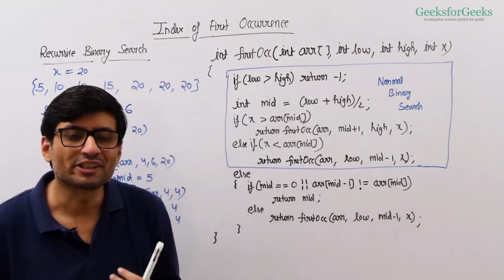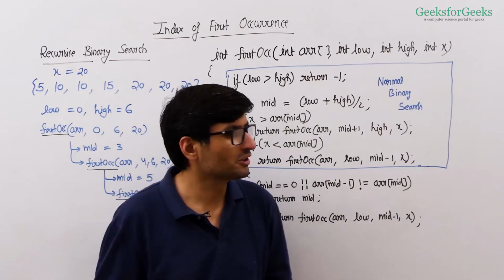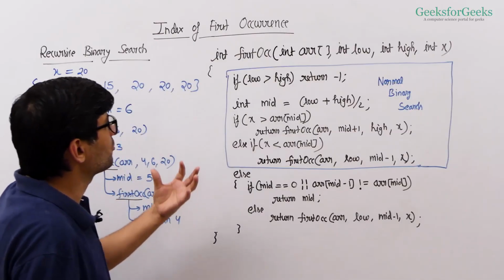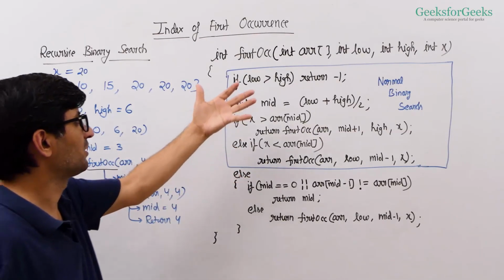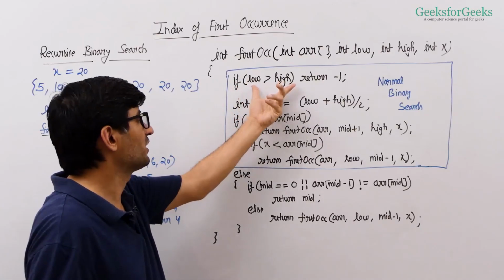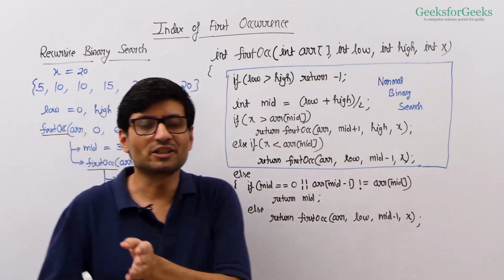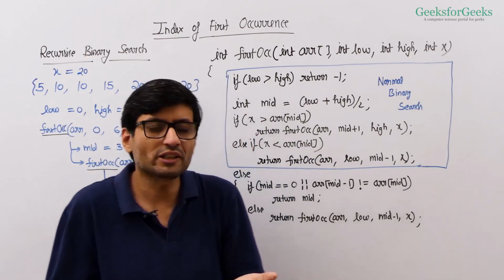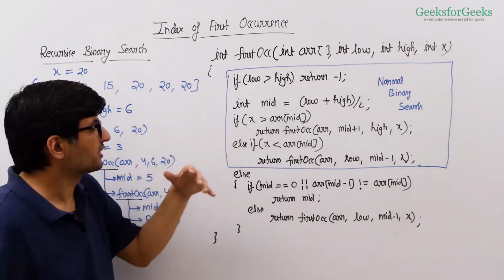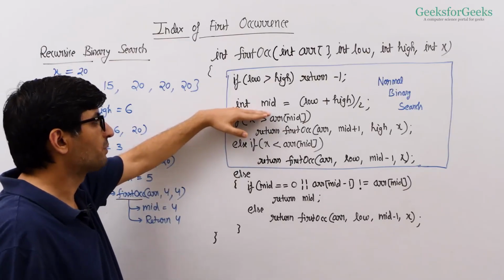Let us now see the recursive implementation of the approach. So in the recursive implementation, we have basic logic the same as normal binary search. We check whether low is greater than high. If low is greater than high, then we have reached a corner case because they crossed each other. In those cases, we return -1, like we do in the normal binary search. Then we compute the midpoint.